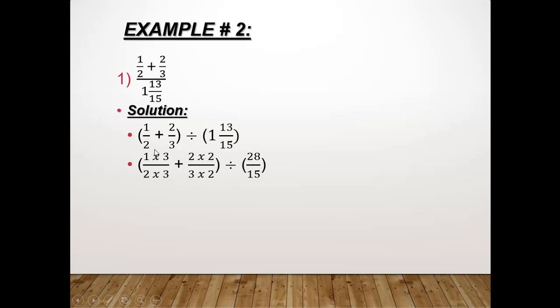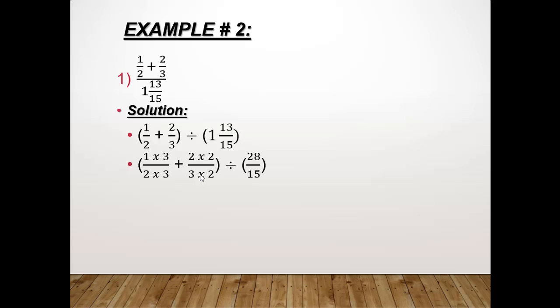Okay, in the next step I took the LCM of 2 and 3, which is actually equal to 6, and then I read the table of 2, that in the table of 2 when 6 comes, the answer is 3 times. So I multiplied the numerator and the denominator by 3. Similarly, in the table of 3, 6 comes when we multiply it by 2. So we multiply the numerator and the denominator by 2.